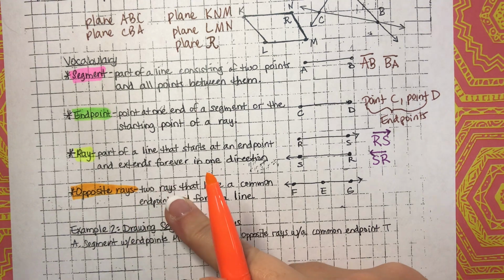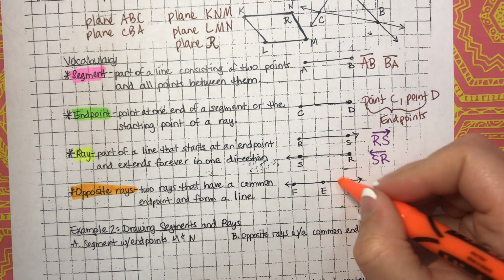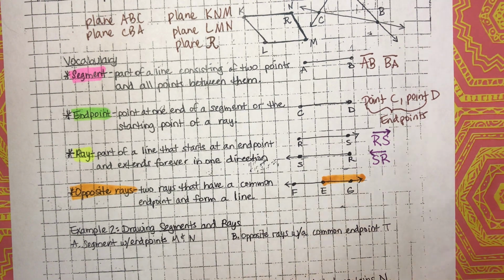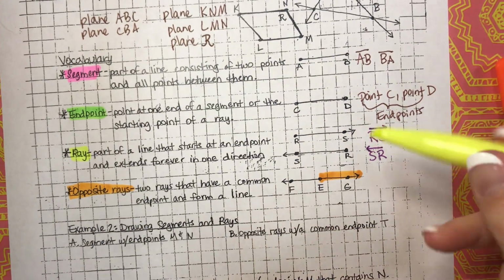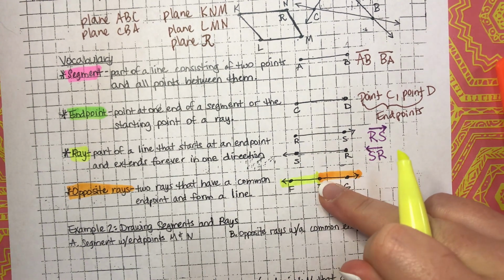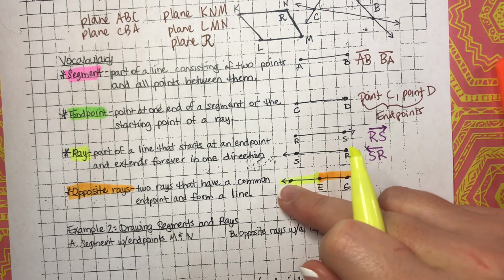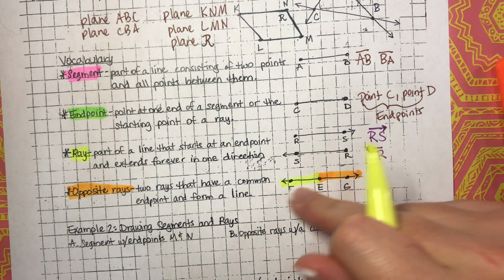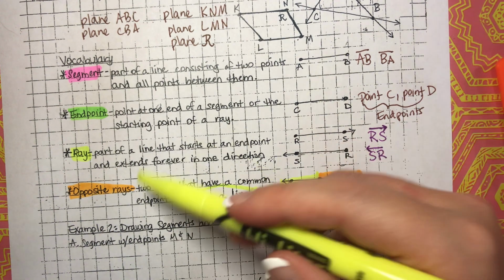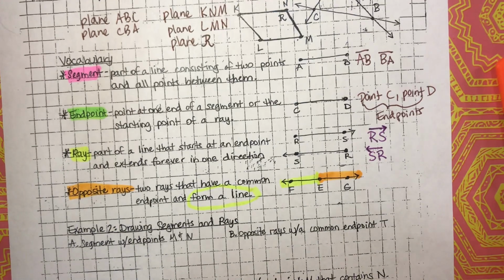Okay, this is something that we will refer back to, this vocabulary term of opposite rays. Opposite rays are two rays that have a common endpoint and form a line. So here, this is one ray, EG, and then another ray would be EF. So they have a common endpoint of E, and this one goes forever and ever in the direction of G. This has a common endpoint of E and goes forever and ever in the direction of F. And you put them together, they're opposite rays, they actually end up forming a line. So two rays that have a common endpoint and form a line are called opposite rays.